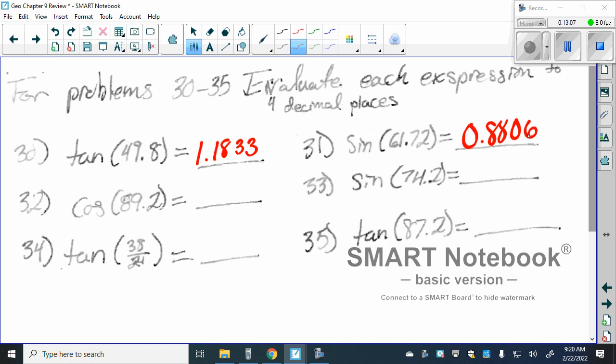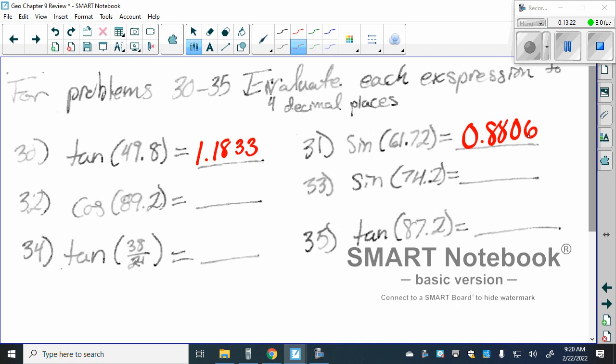And that's it. We would do the same with cosine. We would do the same thing for tangent of 38 over 24. We would do the exact same thing for all of these here. We're just plugging these into the calculator and letting it give us the answer.